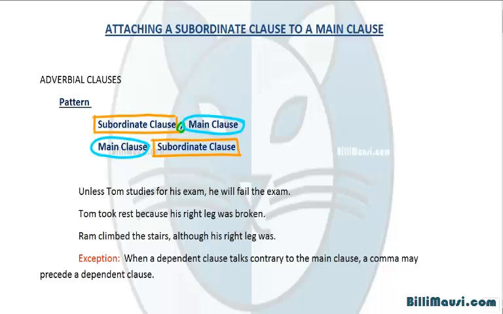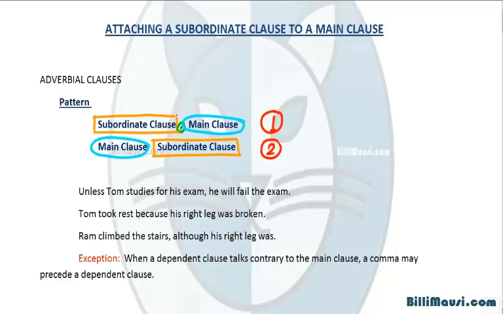When you are attaching an adverbial clause to a main clause, there are two distinct patterns. As you can see here, this is pattern 1 and this is pattern 2. In pattern 1, when you are placing the subordinate clause or the adverbial clause at the beginning of the sentence, there will be three participants: the subordinate clause, the comma, and the main clause. You need to be very careful whenever you are placing the subordinate clause before the main clause. You have to separate it with a comma.